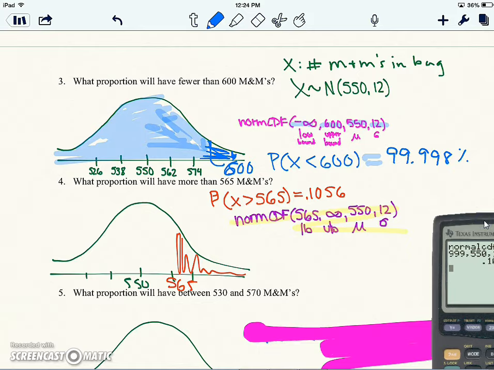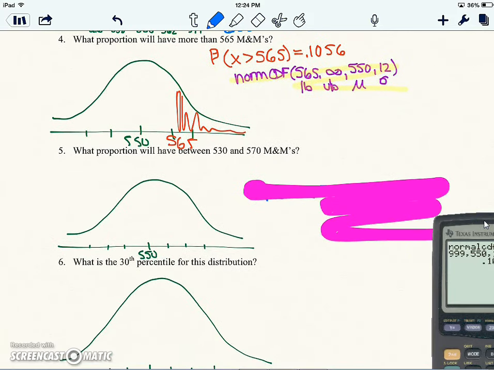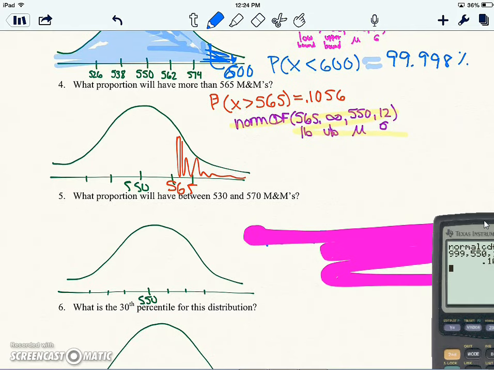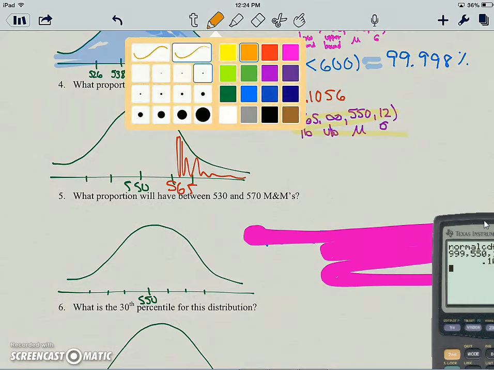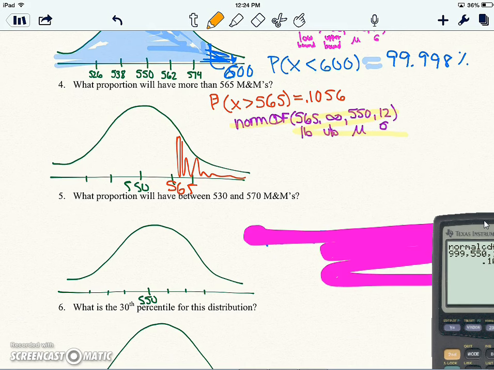Okay, let's try a few more of those, because you'll have to do this all year for everything we do. What proportion will have between 530 and 570? So this is 538, so this would be about 530, 550, 560, 574, and 570. We need this proportion in here. And again, I got a little lazy because my stylus isn't working. You should label these standard deviations as well.